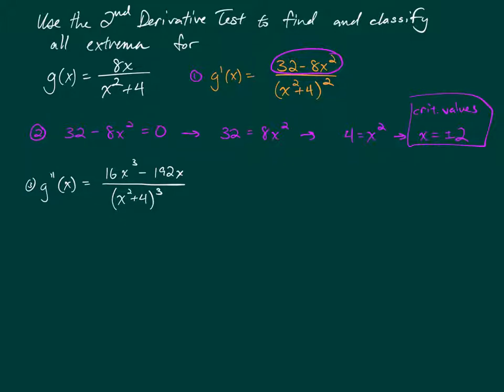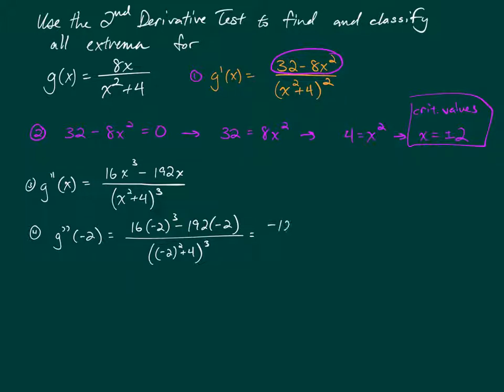So we need to find g double prime of negative 2. So that is 16 times negative 2 cubed minus 192 times negative 2 all over negative 2 squared plus 4 cubed, which is negative 128 plus 384 all over negative 2 squared is 4, 4 plus 4 is 8, 8 to the third power is 512.